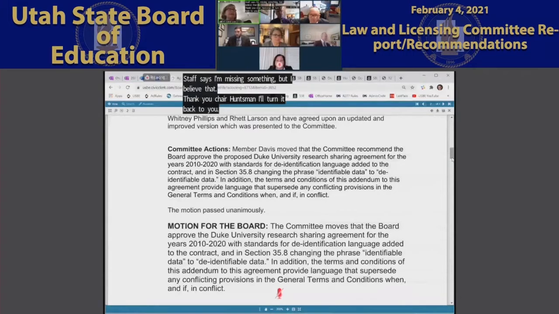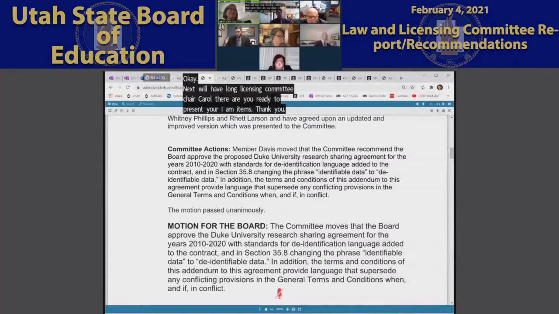And the committee now moves that the board approve the Duke University Research Sharing Agreement for the years 2010 through 2020 with standards for de-identification language added to the contract, and in section 35.8, changing the phrase identifiable data to de-identifiable data. In addition, the terms and conditions of this addendum to this agreement provide language that supersede any conflicting provisions in the general terms and conditions when and if in conflict.